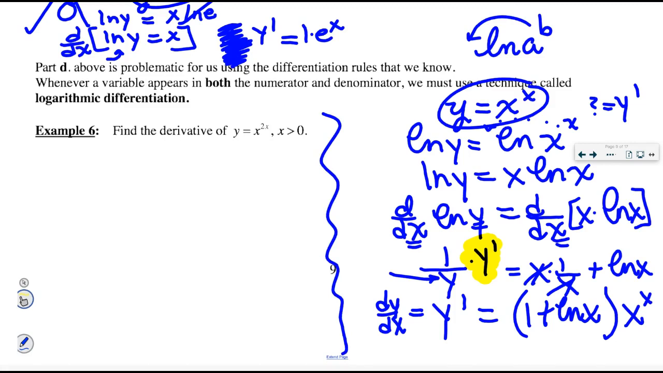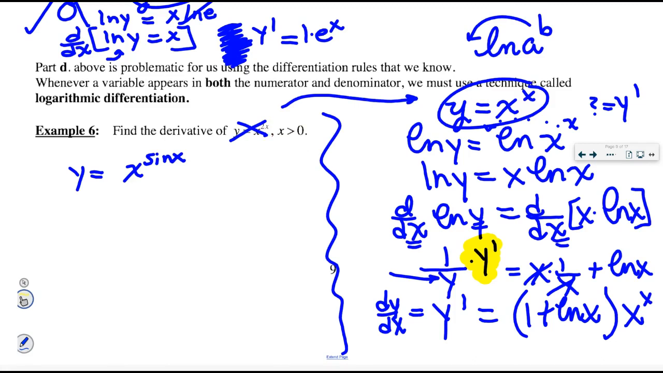So let's go down to this one and see what happens here. Find the derivative of... I don't want to do x to the 2x because it's too similar to x to the x. I think we should do x to the sine x. I think that sounds more fun. So, y equals x to the sine x. Actually, I'll still need that on there because we can't take the natural log of negatives.